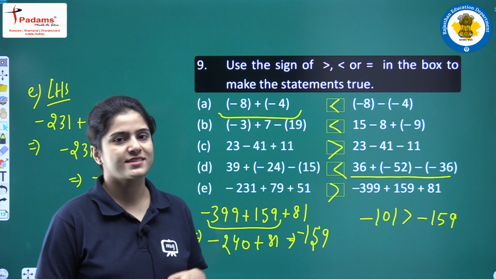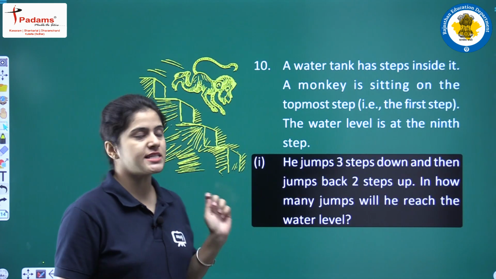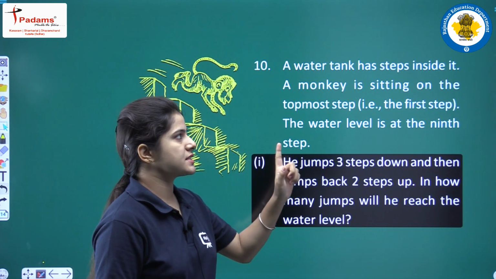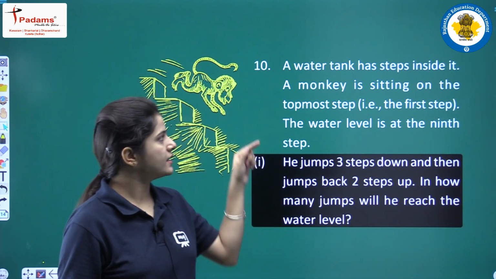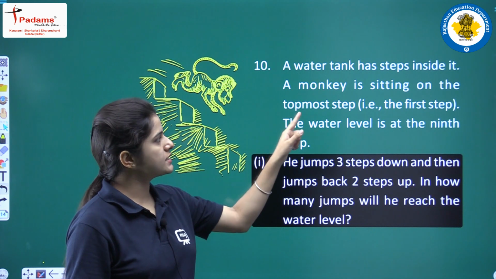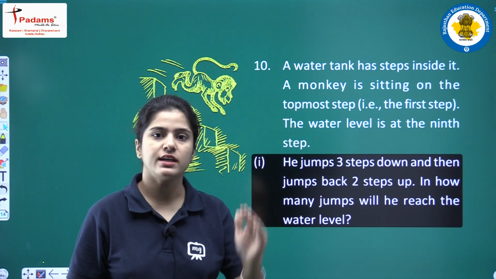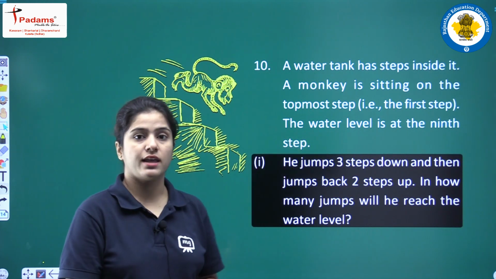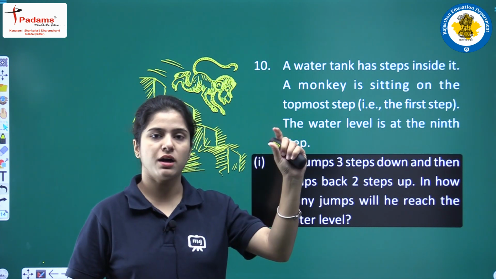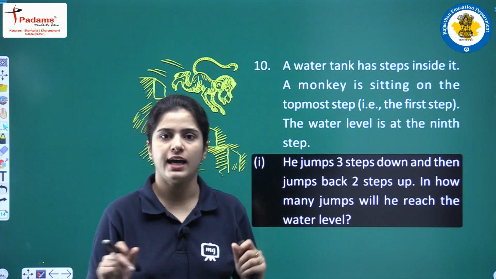So now we will discuss question number 10. This question says a water tank has steps inside it. There is a water tank and it has steps inside it, okay. A monkey is sitting on the topmost step, that is the first step. There is a monkey and he is on the first step, okay. The water level is at the 9th step.